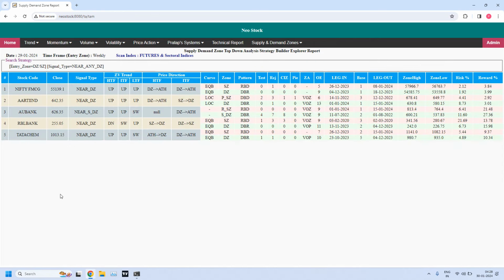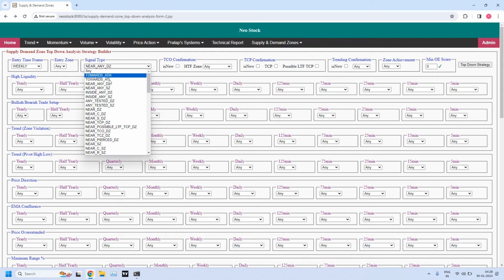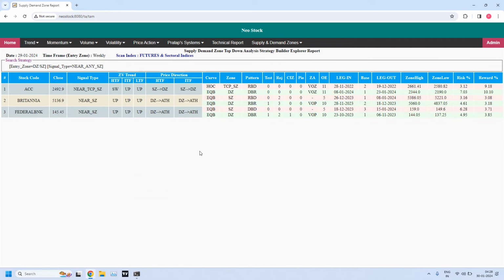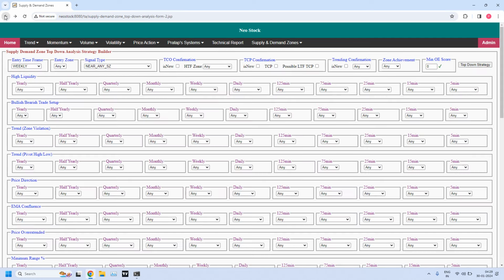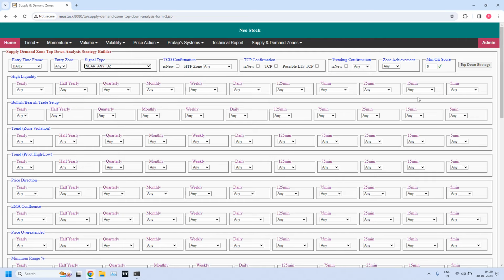So 5 stocks are filtered. So let me go back. For weekly time frame, let us find the stocks near weekly supply zone. Three stocks are filtered. So let me go back. Let me change the time frame to daily. Let us find the stocks near daily demand zone.